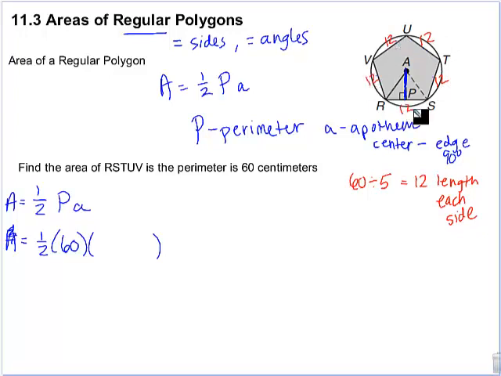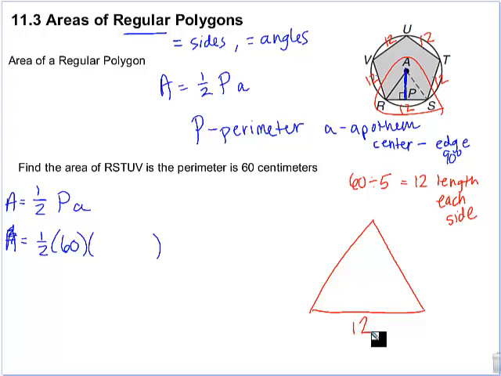Now what we're going to do is focus on that triangle right there, the one that has the apothem for the height. I feel like when you say apothem, we're thinking of like Batman. Gotham. Like from Gotham City? Yeah, I don't know why. Apothem. Yeah. I don't know.